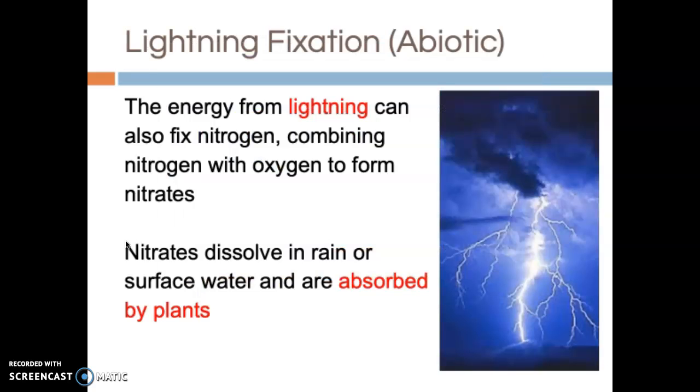The other type of fixation is called abiotic fixation. Abiotic means non-living. This is caused by lightning strikes. Lightning has a lot of energy. So when the lightning strikes occur in the atmosphere, some of the nitrogen in the atmosphere is going to combine with the oxygen in the atmosphere. And this makes nitrates. Nitrates are a form of nitrogen that plants can use. All these nitrates are floating up in the atmosphere, and they dissolve in rain or surface water. So they're brought down to the surface, and now plants can use the nitrates.